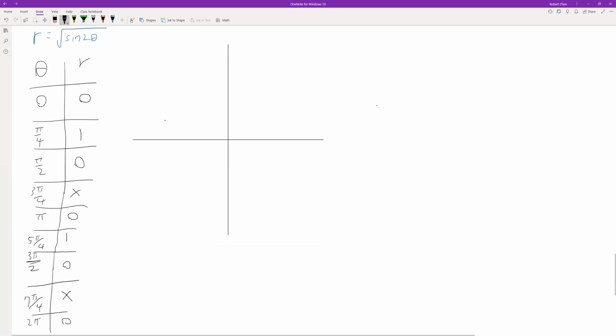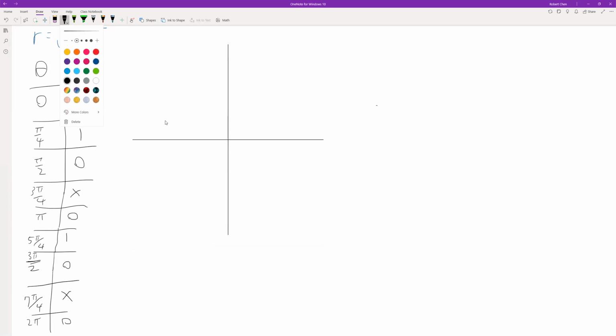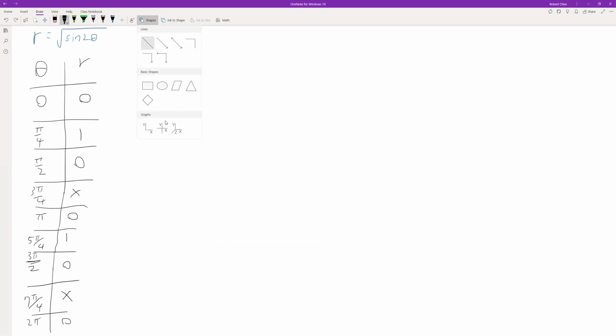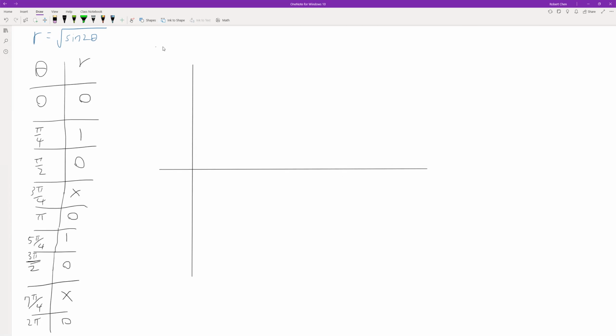All right. Actually, I want to do a different one. Since we're going to look at 0 to 2 pi, I think this will work a little better. Okay, so the horizontal axis is now theta, and the vertical axis is r. All right, let's plot these points.